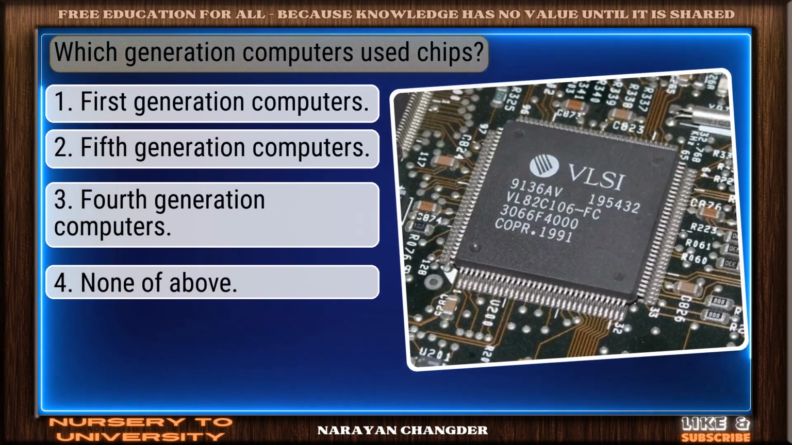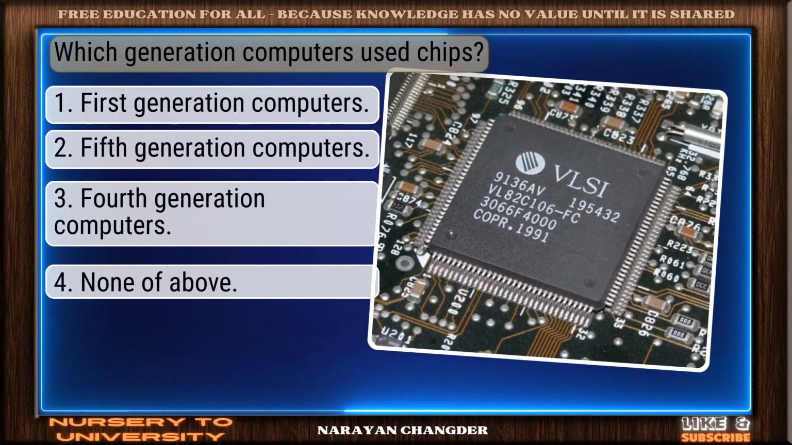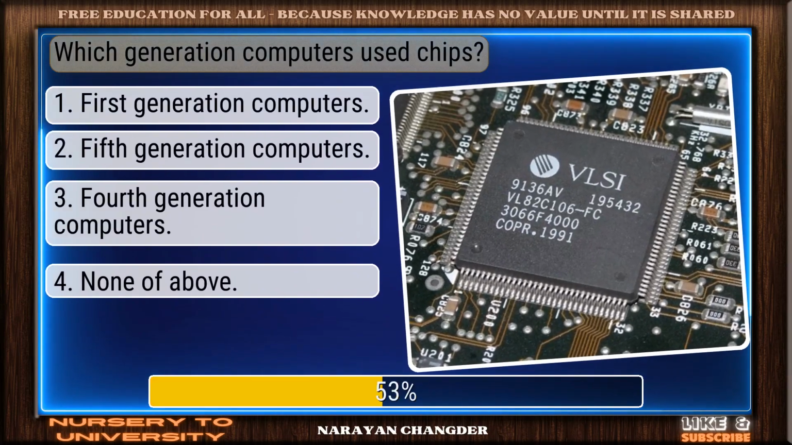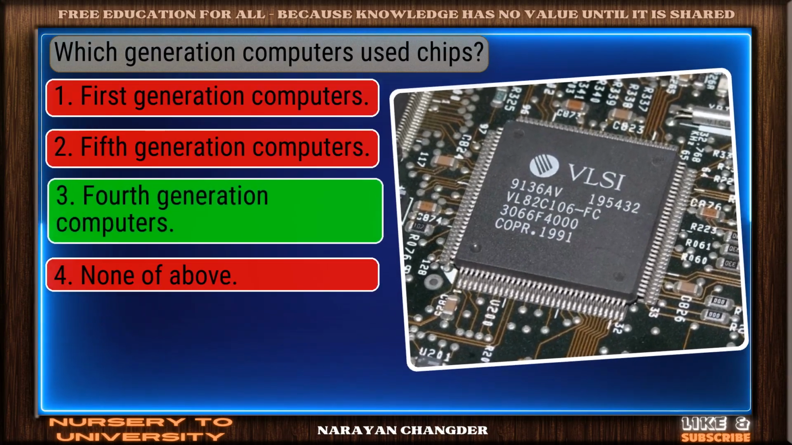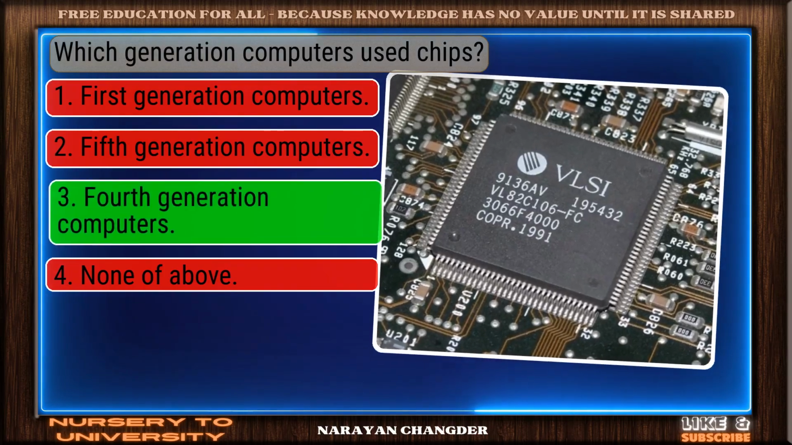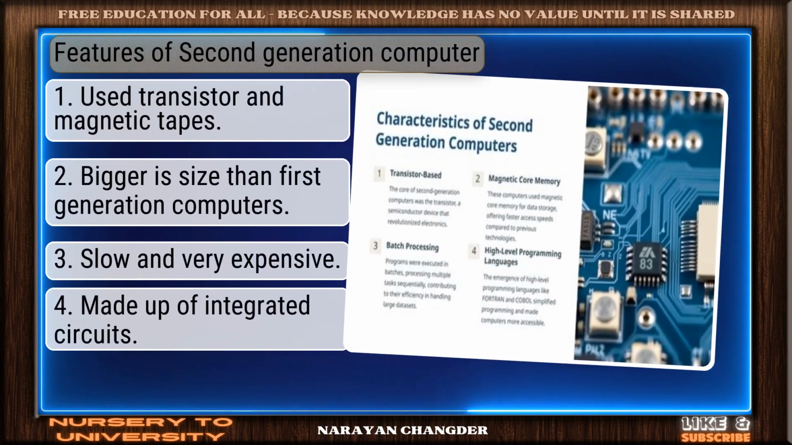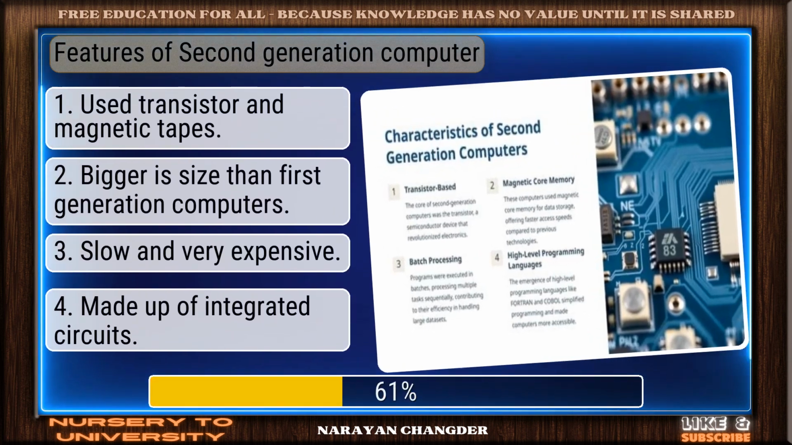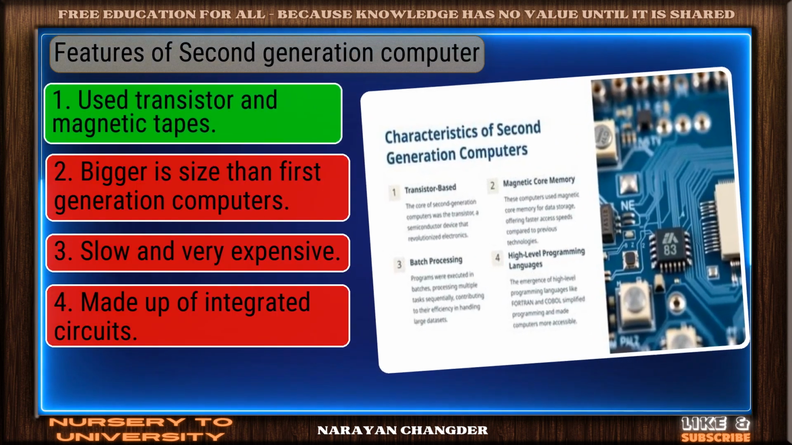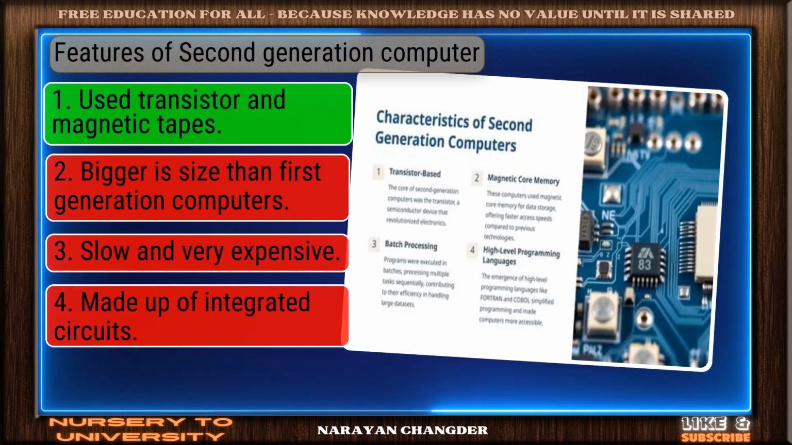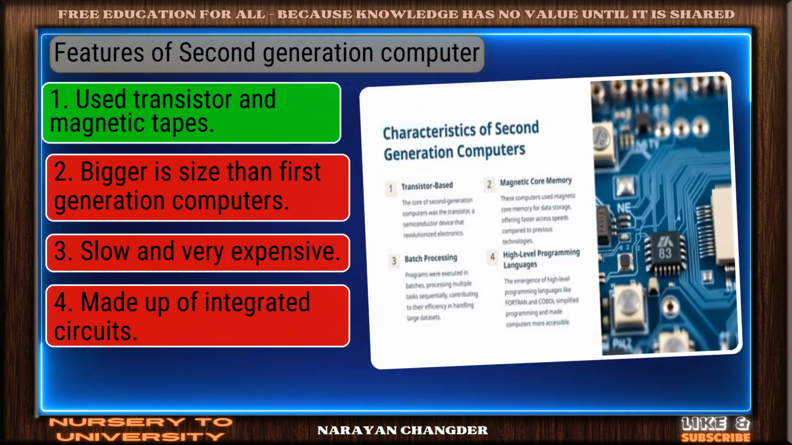Question number 49. Which generation computers used chips? Well done. Fourth generation computers is the right choice. Question number 50. Features of second-generation computer. Great thinking. Used transistor and magnetic tapes is the right choice.